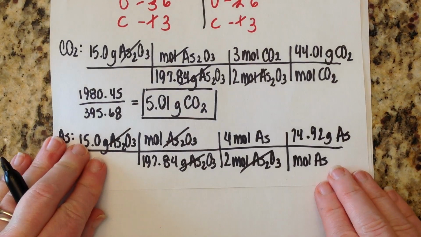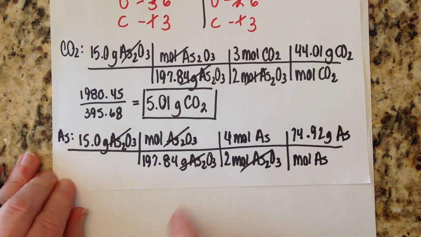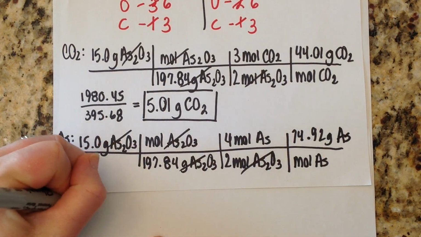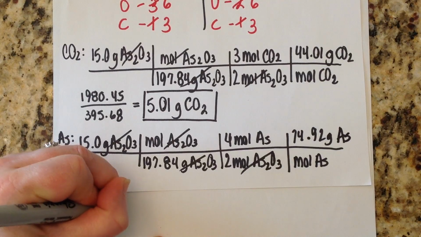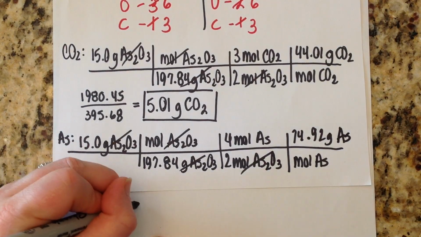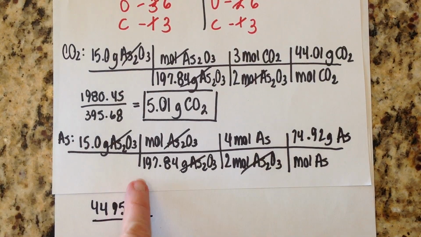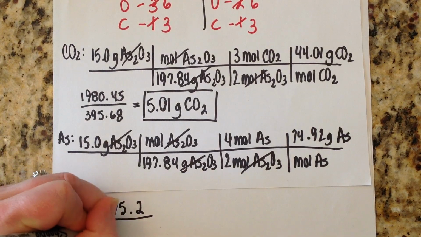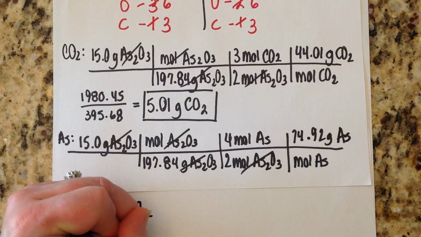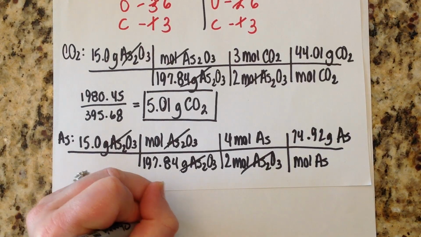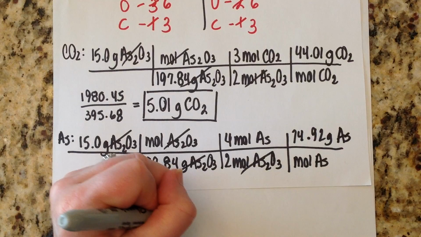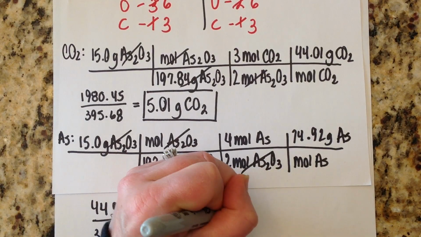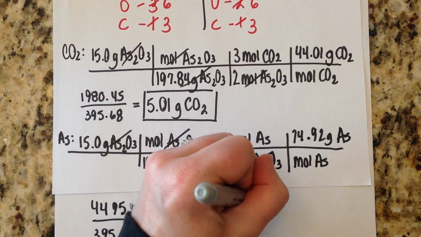So I'm going to multiply everything on the top together, and when I do that, I'm going to get about 4,495.2. Then I'm going to multiply everything on the bottom together. We already know that is 395.68. Divide the top by the bottom, and you get 11.36 grams of arsenic.